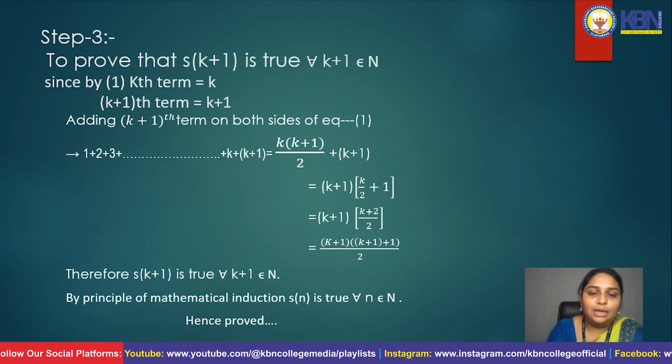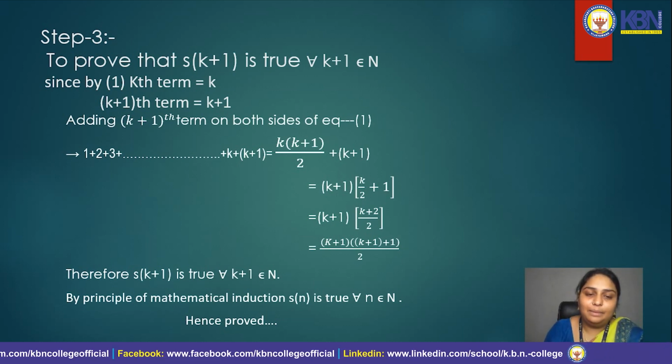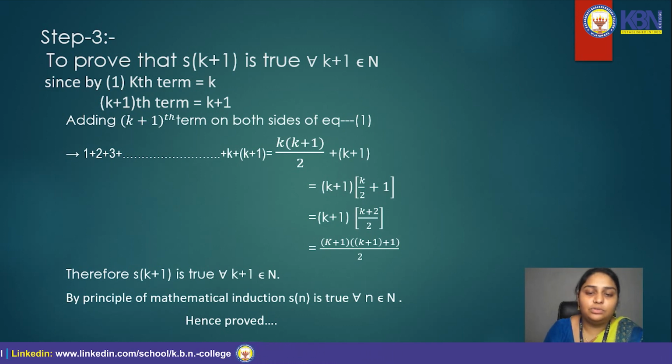Now we have to compare this with the given question. The given question is 1 plus 2 plus 3 plus so on plus n equal to n into n plus 1 by 2. Here, in place of n, we proved it for k plus 1. That means S of k plus 1 is true for all k plus 1 belongs to N. When these three steps are satisfied, we can say that by the principle of mathematical induction, S of n is true for every n belongs to N. Hence, 1 plus 2 plus 3 plus so on plus n equal to n into n plus 1 by 2. Hence proved.